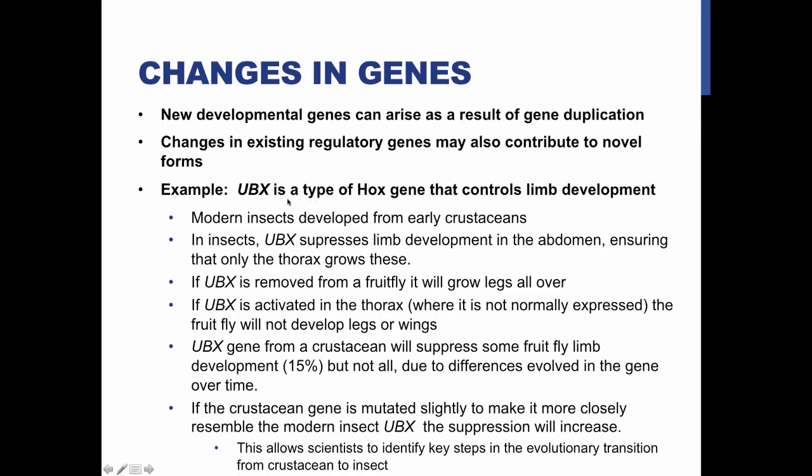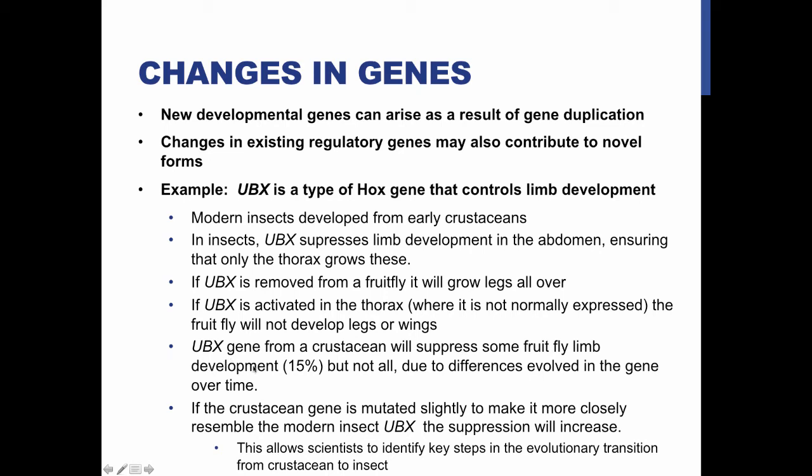So going back to that UBX example, modern insects developed from early crustaceans. In insects, UBX suppresses limb development in the abdomen. What that means is that only the thorax, the middle of the bug, grows limbs. If you look at a bug, bugs have a head, a thorax, and then an abdomen at the butt. And if you look at where their limbs are, they're only coming out of the middle, the thorax. If you remove UBX from an insect, in this case the fruit fly, it grows legs all over, including on its abdomen. If you activate UBX in the thorax, where it's not normally expressed, the fruit fly won't develop appendages. It won't develop legs or wings.